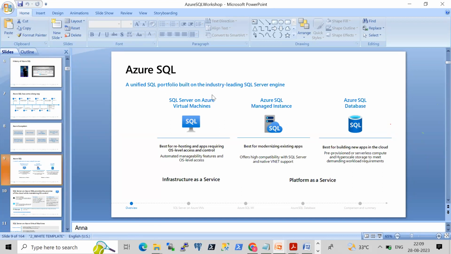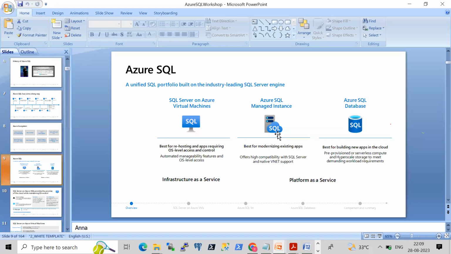If you see this picture, we have something called infrastructure as a service and something called platform as a service. When it comes to platform as a service, we have two flavors. One is managed instance, the other one is Azure SQL. So why have they not referred to SaaS, software as a service?